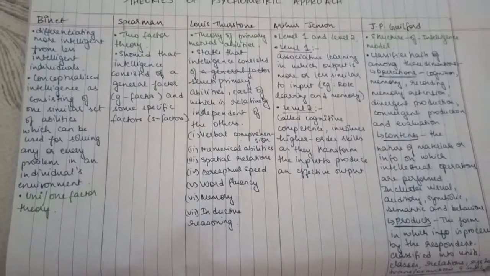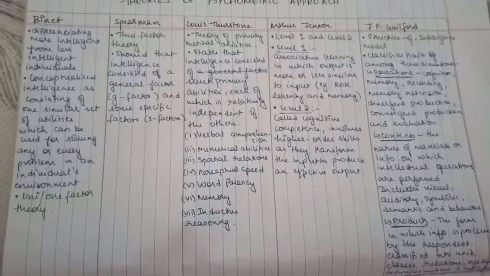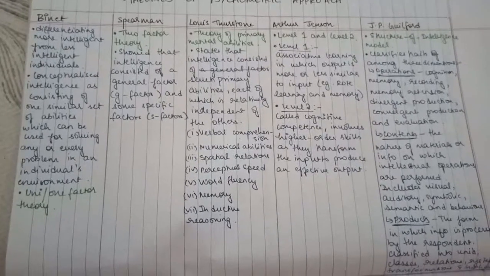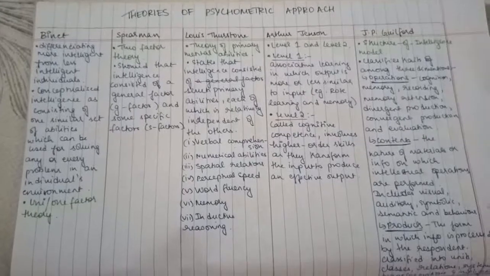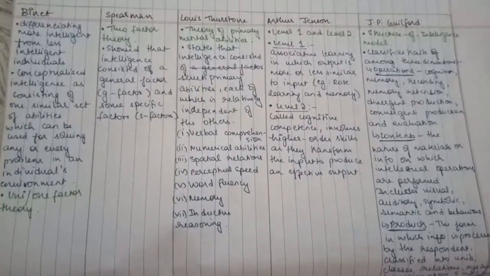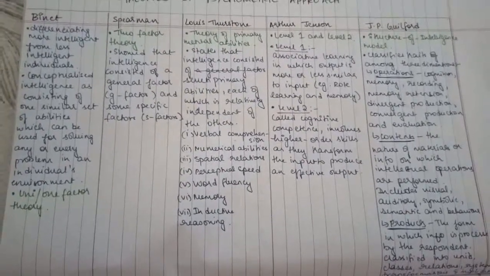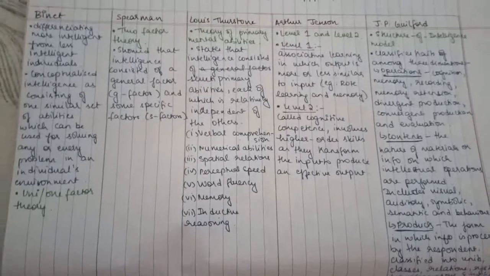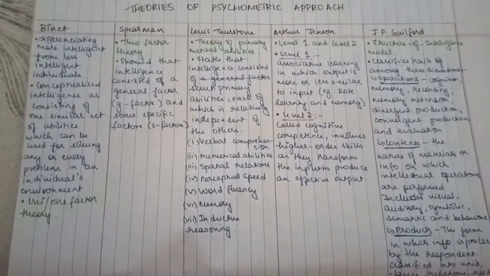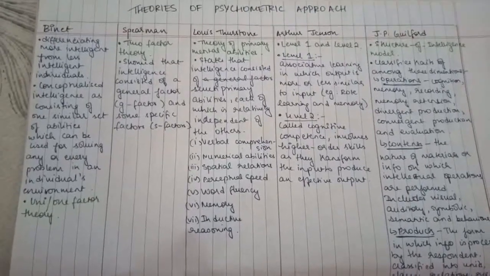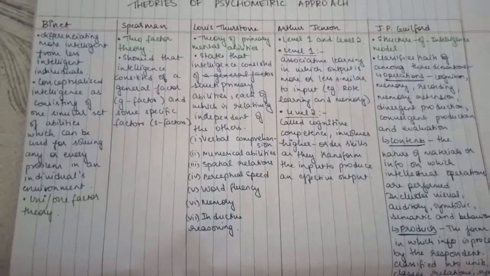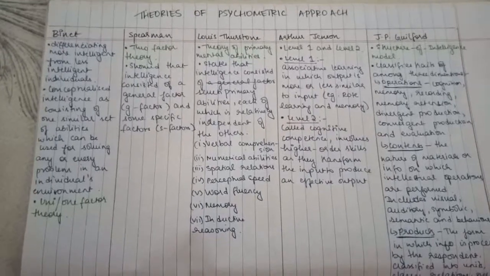It's that cognitive aspect of psychology which contains all the information, and that's memory. Then comes inductive reasoning, how well you reason. This is given by Louis Thurston, the theory of primary mental abilities. Next comes Arthur Jensen, level 1 and level 2. So he gave the level 1 and level 2 theory.